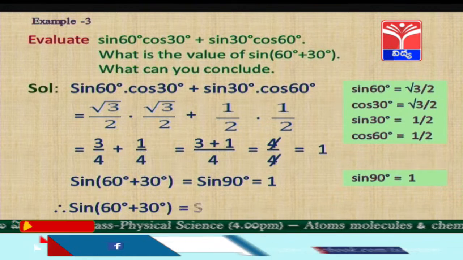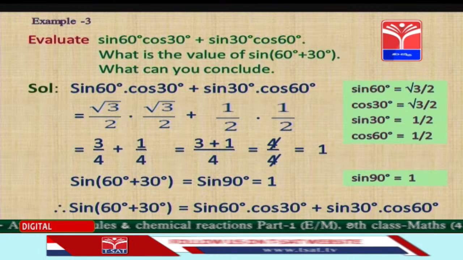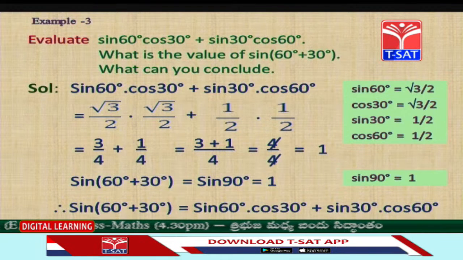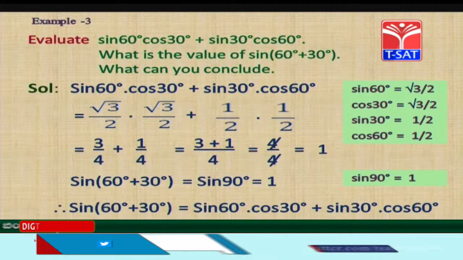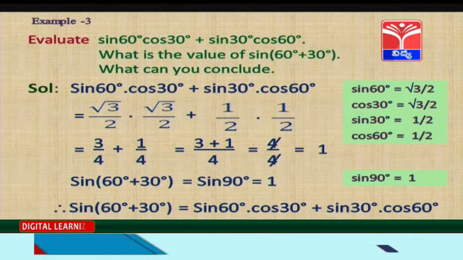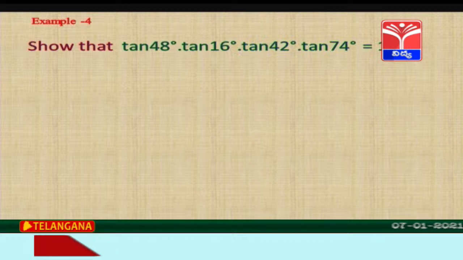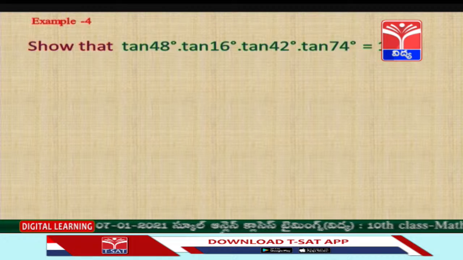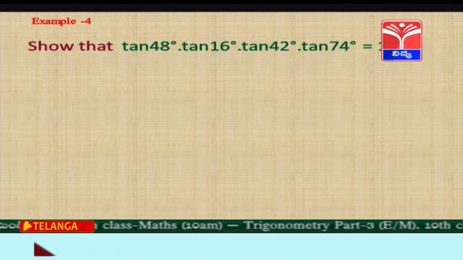So, with this what can we conclude? Sin of 60 degrees plus 30 degrees can be written as sin 60 into cos 30 plus sin 30 into cos 60. So, this is like a formula we have, that is sin of A plus B is equal to sin A cos B plus sin B cos A. Please see, we have one more example for you. Show that tan 48 degrees into tan 16 degrees into tan 42 degrees into tan 74 degrees is equal to 1. He is asking us to show it as 1.